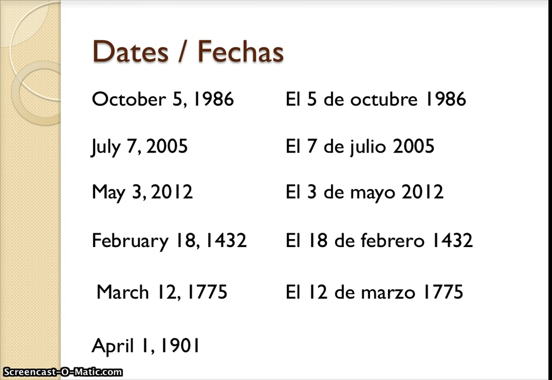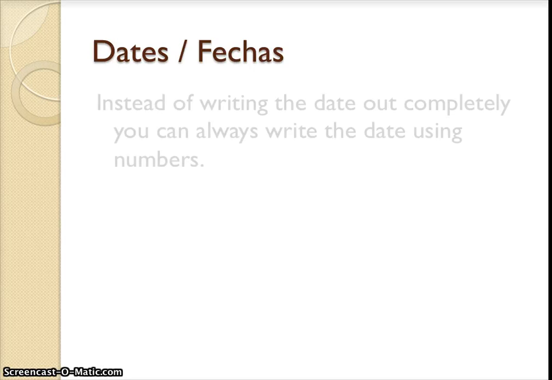April 1st, 1901. When you are on the first of the month, okay, you're not going to say el uno de abril, okay? You're going to say el primero de abril, 1901, okay? So it's just like saying instead of the 1, like it's April 1, right? We don't say April 1, we say April 1st. So that's the same concept here. The primero is first.